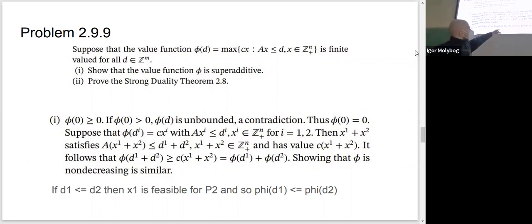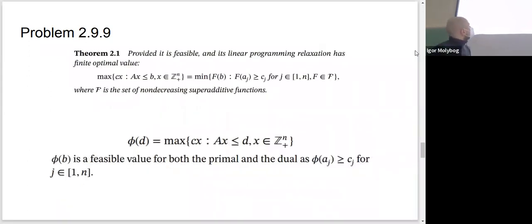And x1 is feasible for d1. If x1 is actually feasible for the problem defined with d1, then it is feasible for the problem defined with d2, just because we know that vector d2 is greater. So if it satisfied the inequalities for a smaller vector, then it must satisfy the inequalities for the bigger vector. And therefore, we have shown that phi of d1 is less than or equal to phi of d2. So therefore, phi is in fact a super additive and non-decreasing function.